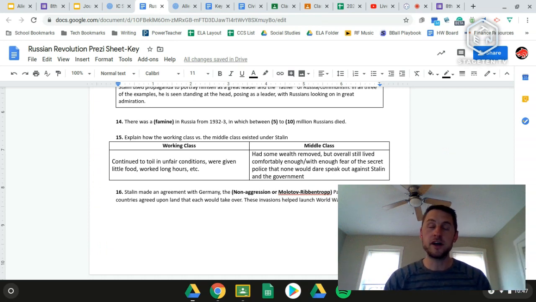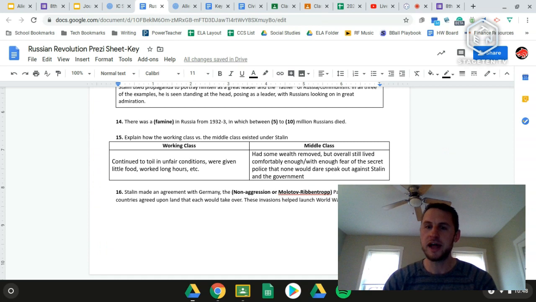The working class, which remember, in communism, the working class should be the class that really benefits because now they are part of the ownership class because it's given to the community as a whole, so they should be the ones who really benefit. But unfortunately, the working class in Russia continued to toil in unfair conditions. They weren't given much food. They had to work long hours. So things really were basically the same as they had been, if not worse, when Stalin took power.